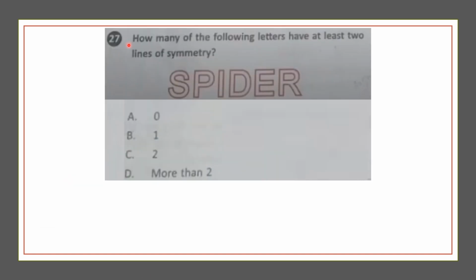Question number 27. How many of the following letters have at least 2 lines of symmetry? Now let's see the line of symmetry in the word. S is not having any line of symmetry, P is not having any line of symmetry, I is having two lines of symmetry, one vertical and one horizontal. D is having a horizontal line of symmetry, E is also having a horizontal line of symmetry, R is not having any line of symmetry. So only I is there, which is having two lines of symmetry. So our answer is option B, 1.